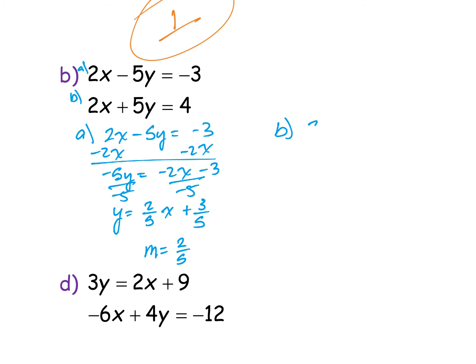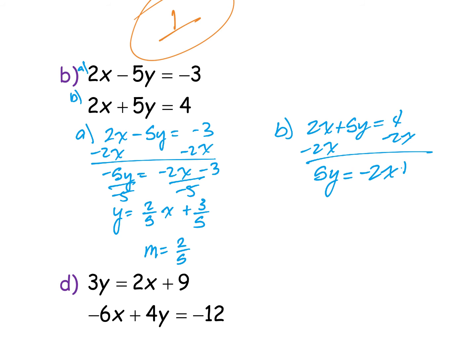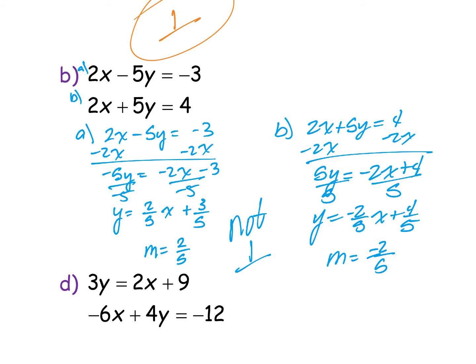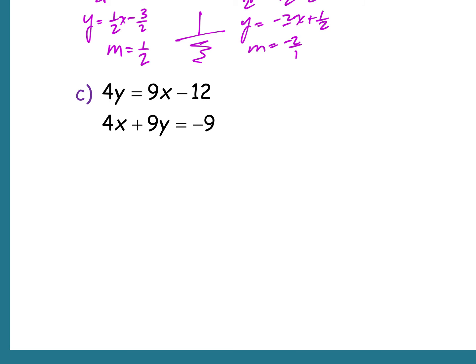And B is going to be 2x plus 5y equals 4. 5y equals negative 2x plus 4. Divide by 5. Y equals negative 2/5 x plus 4/5. So my slope is negative 2 over 5. Are they perpendicular? No. They are negatives, but not reciprocals. So letter C.